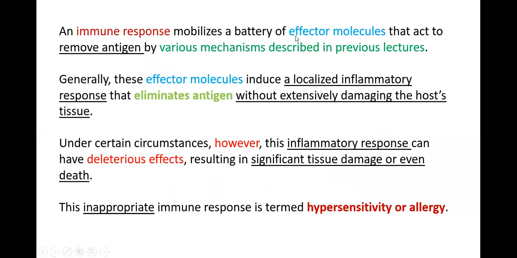So in a normal response, a battery of effector molecules helps to remove the antigen. Generally, these effector molecules, with the inflammatory response we have spoken of, do not damage the host tissue. They know that they don't want to kill the host cells, only the foreign molecule. They know the control, but in some scenarios it goes out of control. It causes deleterious effects to the host tissue, causing damage or even death, as in anaphylactic shock. This inappropriate immune response, departing from the normal immune response, is termed hypersensitivity or allergy.